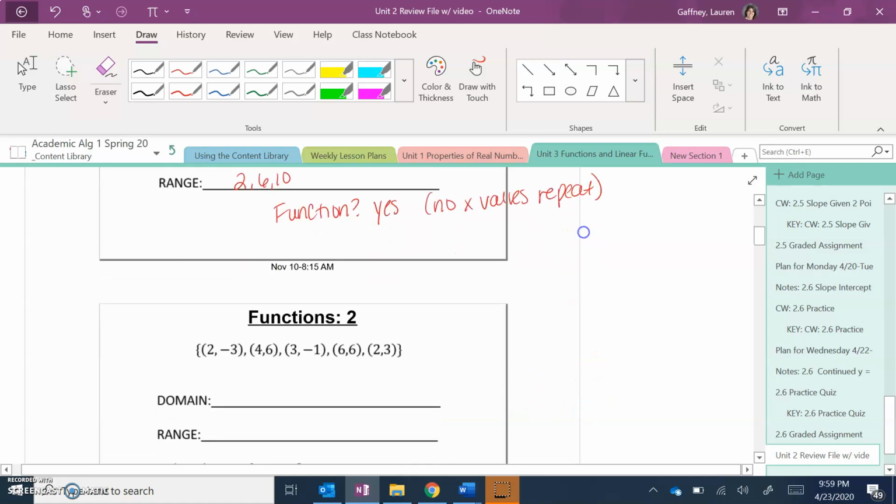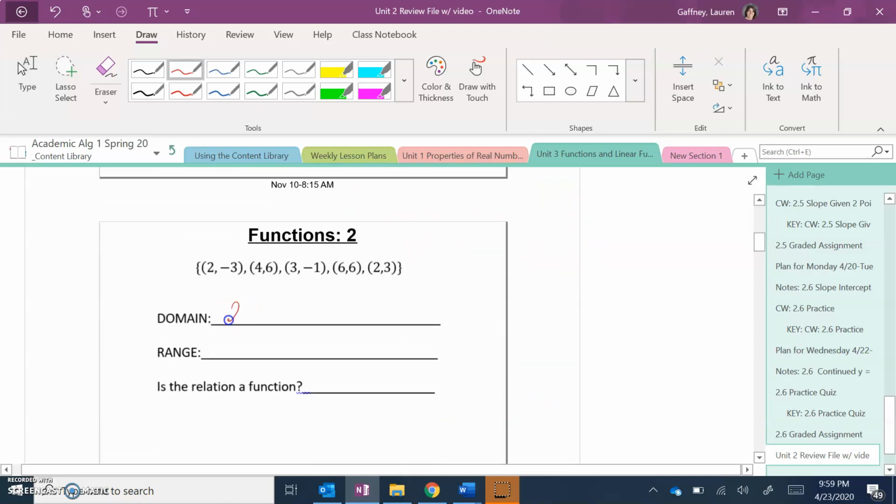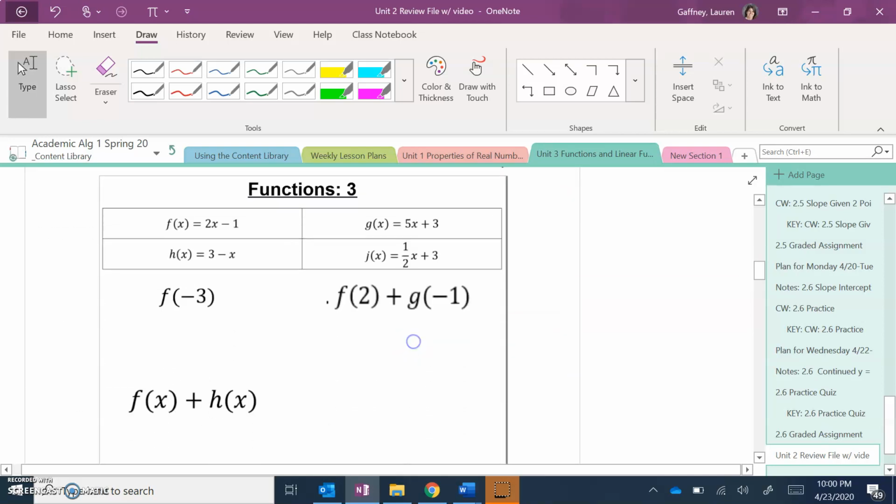Okay, let's do one more like that. So here your domain is 2, 4, 3, 6. You don't need to list 2 twice, but you totally can. And the range are the y values, so negative 3, 6, negative 1. Once again, you can list 6 again, you don't have to, and 3. Here, is this a function? No. Okay, you have an x value that repeats. Okay? After that, we went into evaluating functions.